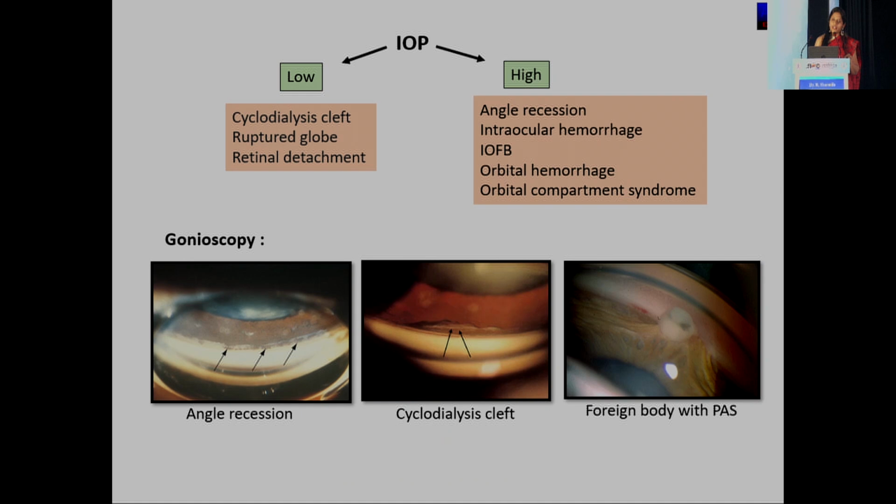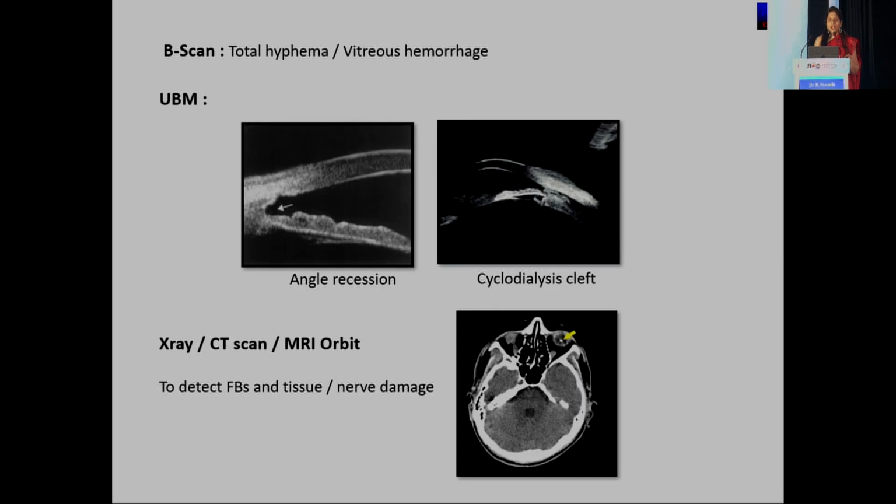One single indispensable tool for clinching a diagnosis is gonioscopy. You look at the gonioscopy, you find there is an angle recession. Sometimes you even see a cyclodialysis cleft or even a hidden foreign body inside the eye. Other investigations which are very important in a case of trauma are B scan, UBM, and the presence of any foreign body which is picked up by X-ray or CT, and look for any associated damage.